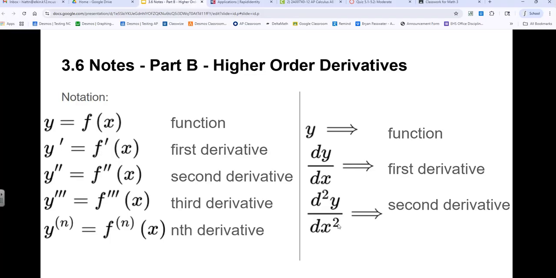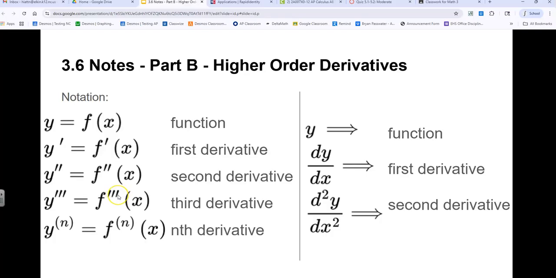I don't know that I've ever seen an implicit problem that went past the second derivative that I can think of. Now, sometimes if it's something they can give you in regular function notation, they may ask for a higher derivative than the second derivative. So it's just the number of tick marks.